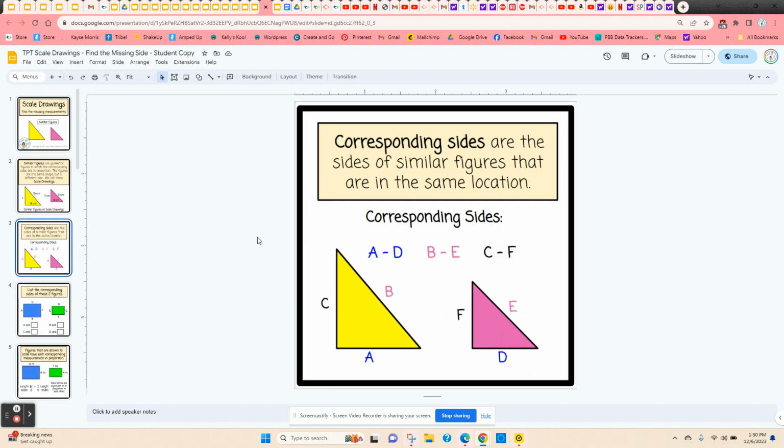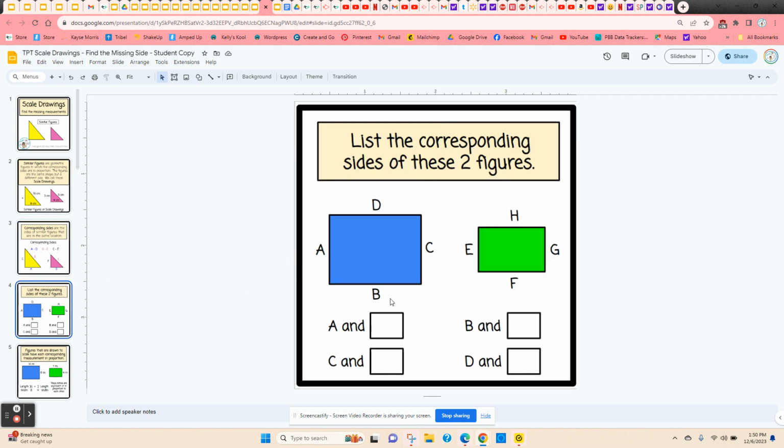So it starts with just explaining what corresponding sides are. So here, and they're color coded, A and D are corresponding sides, B and E, C and F. They're sides that are in the same location on similar figures. Then it has the students just type in the corresponding side. So A, and they're going to type in E, C and G, and so on.